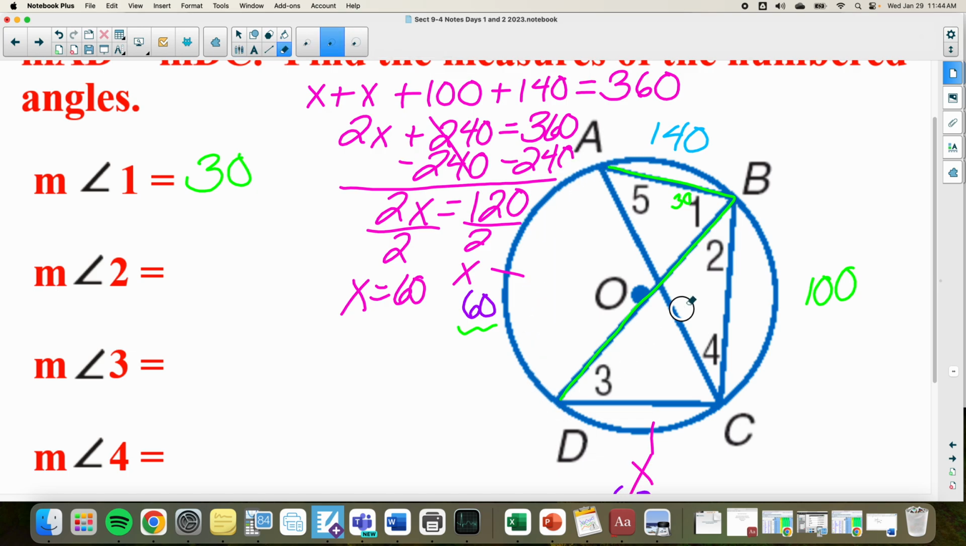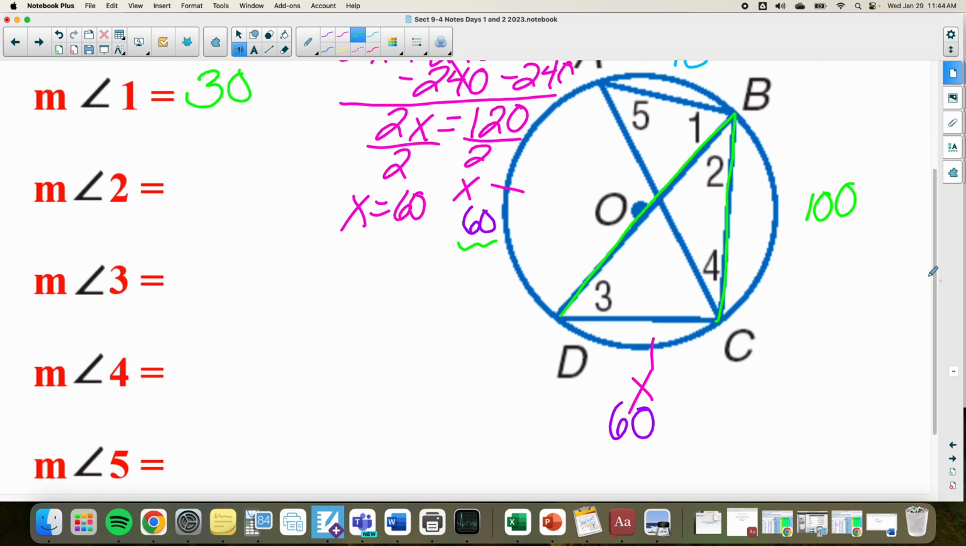Then, the next one wants angle 2, which is right here. Doesn't angle 2 intercept 60? So what would angle 2 be? 30 also, it'd be half of that, so that's 30, okay?